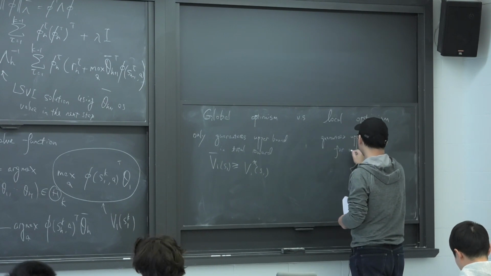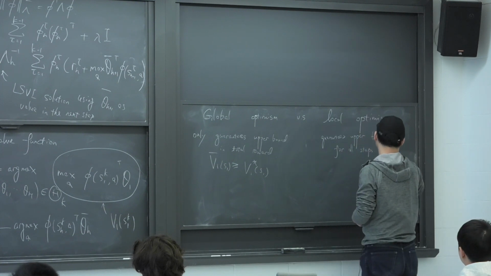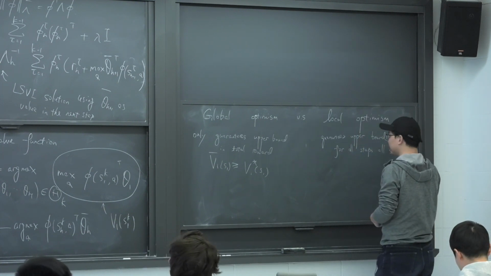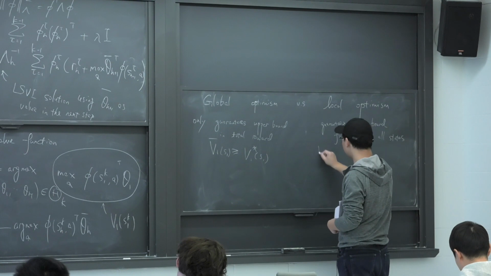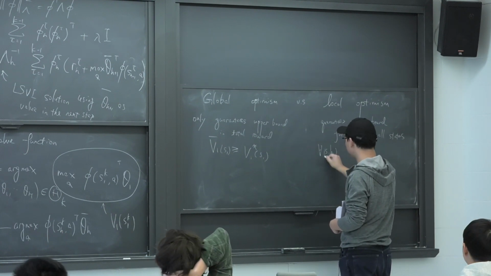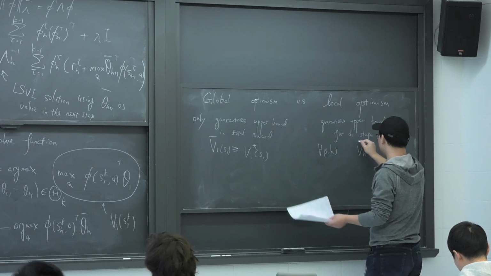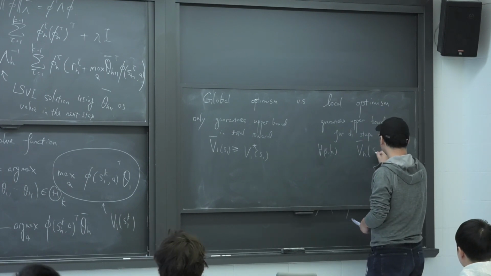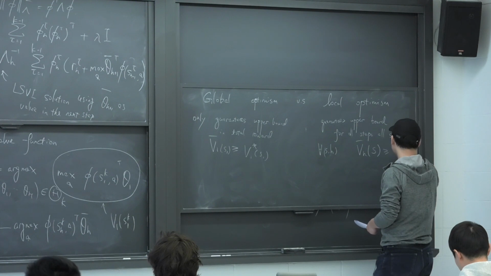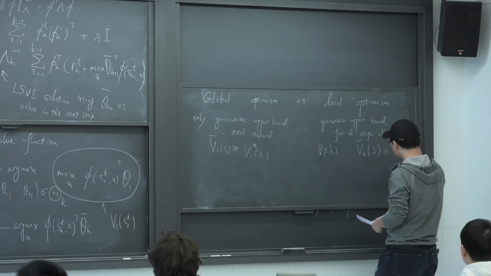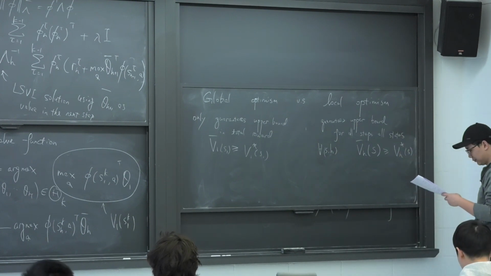For all steps, all states, which essentially says for any state and any h, we need to guarantee this V h bar S is greater than V star h S. Okay.